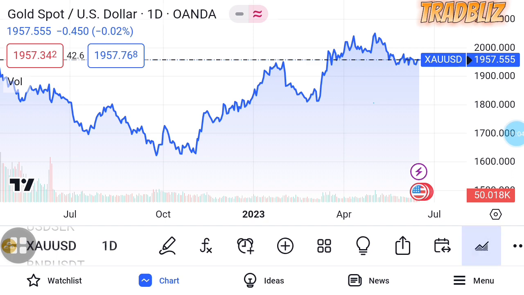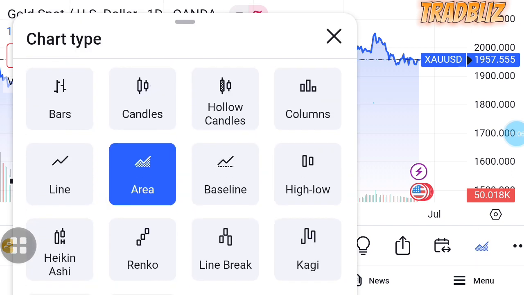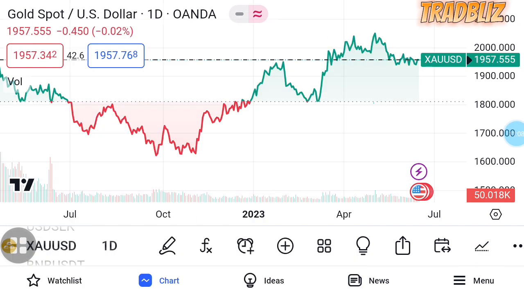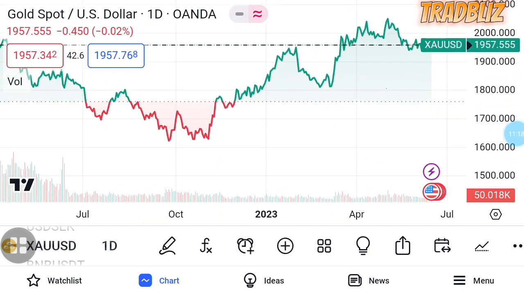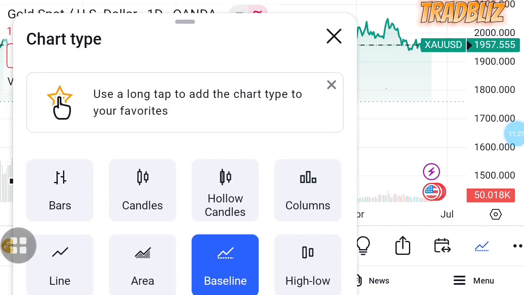The next one is the baseline. It divides the screen into two parts. Anything that comes below the line is red, and the one above the line is green. It does not really have much significance, it's just a color difference.